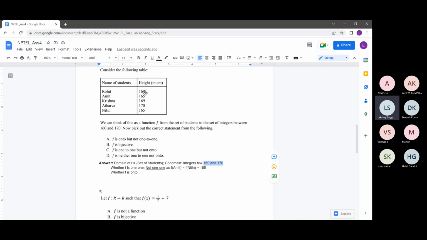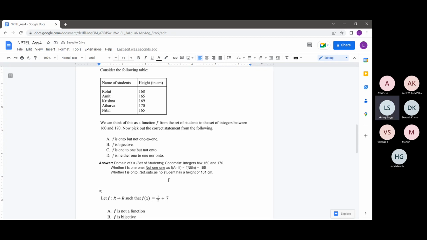But as we can see, let's say the value 161, no student has height equal to 161. So the function does not take the value 161 over any of the elements of the domain. So here also we'll just say that it is not onto, and the reason we can give is no student has a height of 161 centimeter.